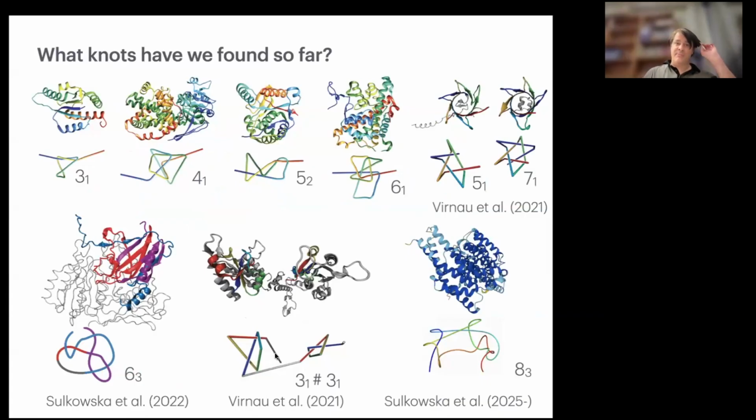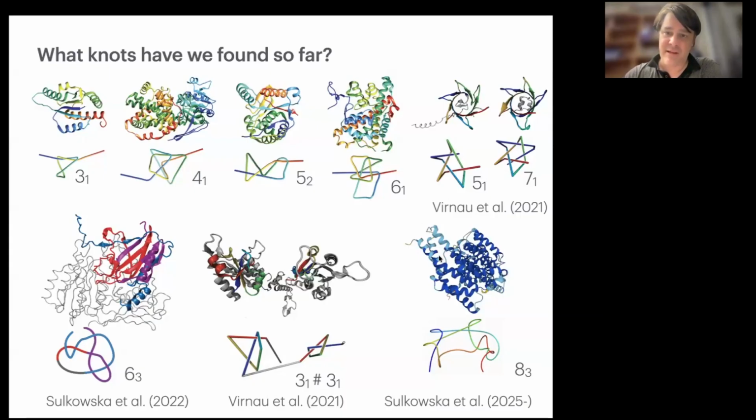Just to see how many knotted proteins have been found so far. This is a very ongoing process. I think that every half a year or so somebody finds a new knotted protein. This is probably not the full table, but for a while, we have found the 3-1 knot, the 4-1 knot, the 5-2 knot, the 6-1 knot. And then lately, with the development of AlphaFold, more complicated knots were found. These first 4 were found just using the standard Protein Data Bank, using the experimentally determined structures.